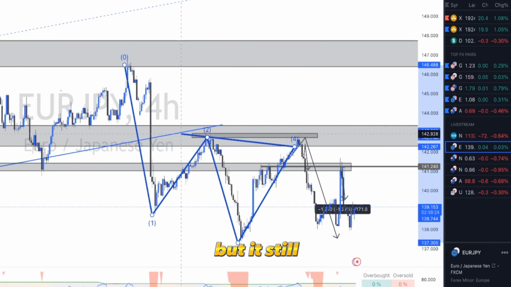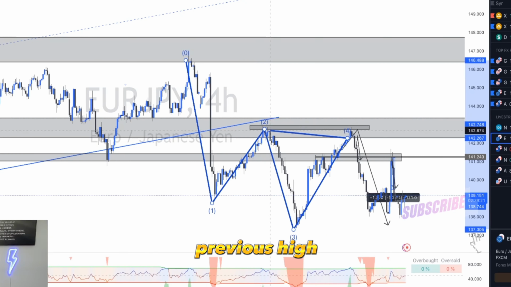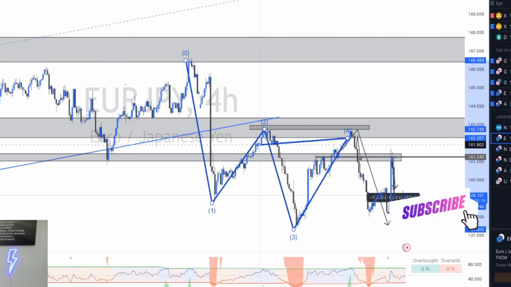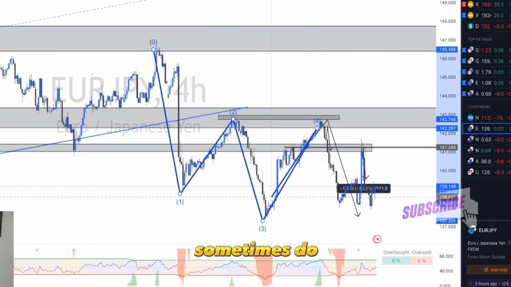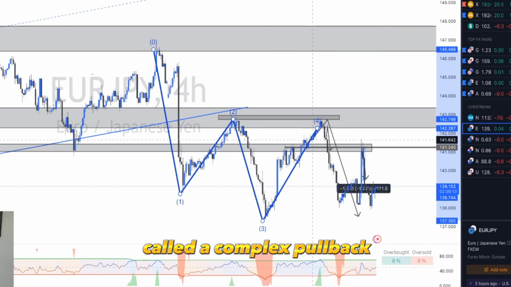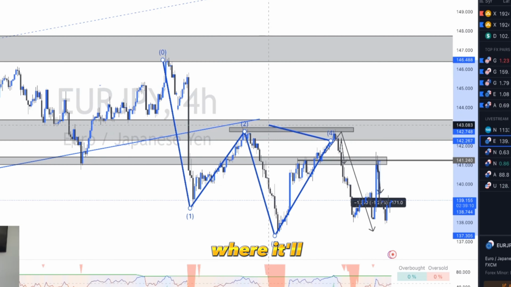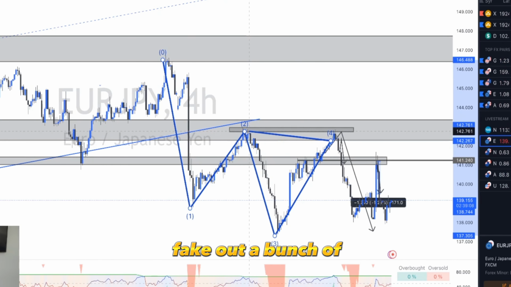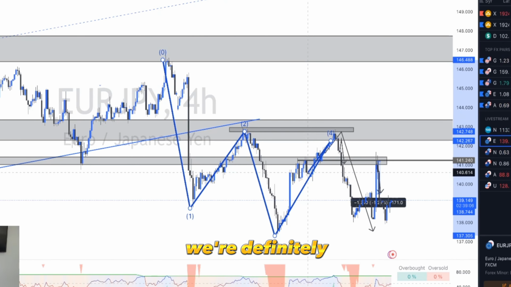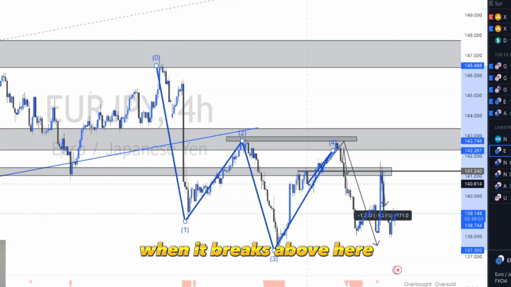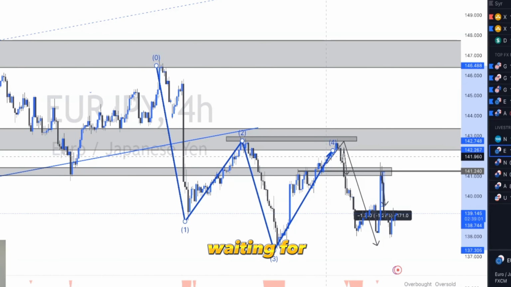A little bit lower, but it still didn't break above this previous high. If price would have broken above this previous high, that completely invalidates the downwards trend. But price will sometimes do something like this called a complex pullback, or a retest of these highs, where it'll come back up to these highs and fake out a bunch of people, because they'll think, oh, we're definitely selling here, right? But no, when it breaks above here, we're not looking for buys yet because we're waiting for confirmation, right?